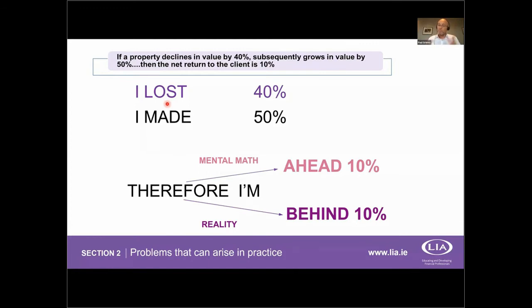So this is a classic one that is constantly misunderstood by clients and indeed by, can I just say, most advisors in terms of understanding what's going on. Averaging out percentage returns is not correct in most cases.